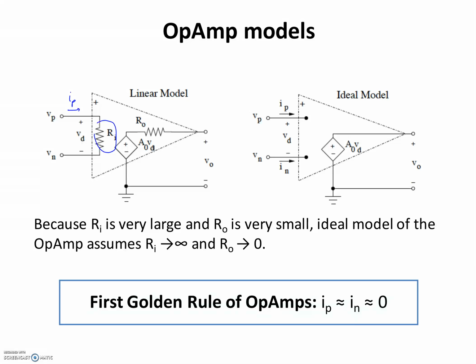So since the input current to the positive terminal or non-inverting terminal, IP, and the inverting terminal, IN, because of the large input resistance, these currents IN and IP are almost equal to 0. And this is called the first golden rule of op-amps, in which IP is almost equal to IN and both of them are almost equal to 0. For the case of ideal op-amp, IP is equal to IN, and that's exactly equal to 0.